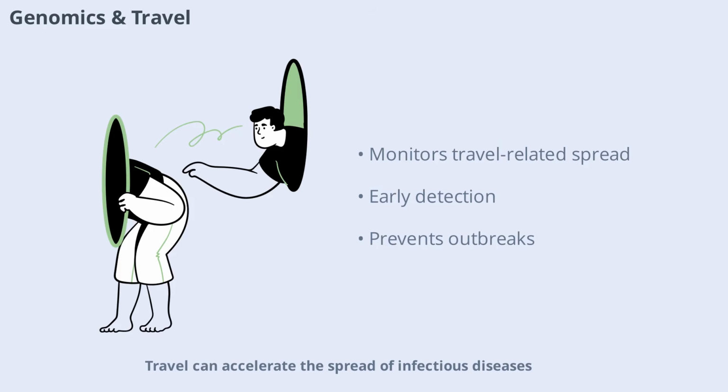Travel can accelerate the spread of infectious diseases. Genomic surveillance at borders and airports helps detect and contain threats before they spread widely. This proactive approach is vital in our interconnected world.